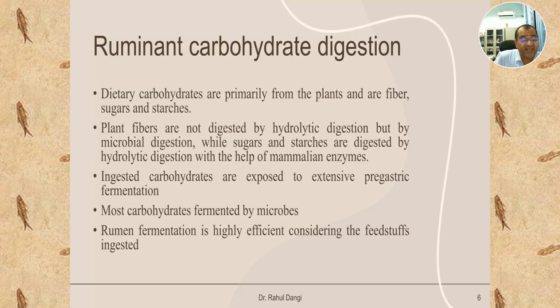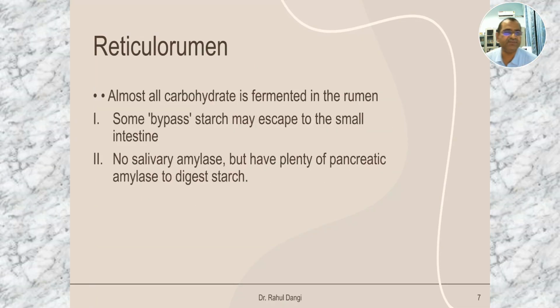Rumen fermentation is highly efficient considering the different types of feedstuffs ingested. Some bypass starch may escape to the small intestine. Almost all the carbohydrate is fermented in the rumen, but sometimes bypass starch, or easily digestible starch, can bypass the rumen. There is no salivary amylase but plenty of pancreatic amylase to digest the starch. The rumen is especially the reticulorumen, as it is also called.